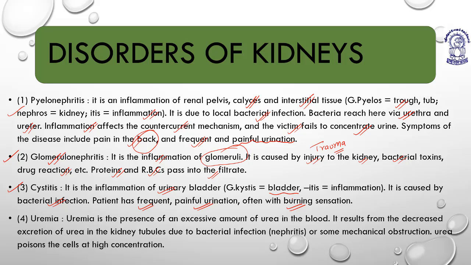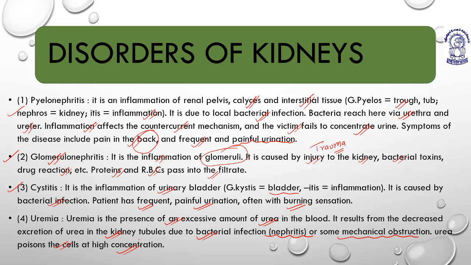Then comes uremia. It is the presence of an excessive amount of urea in the blood. It results from decreased excretion of urea in the kidney tubules due to bacterial infection, nephritis, or some mechanical obstruction. Urea poisons the cells at high concentration.